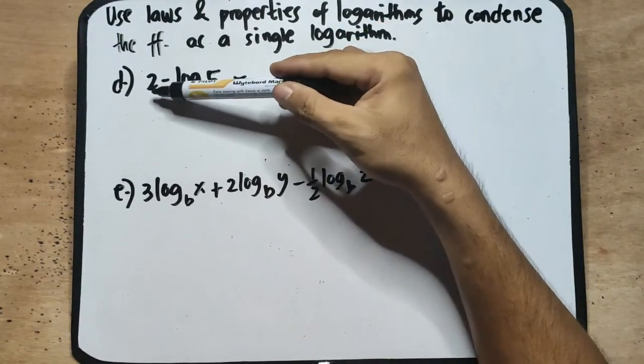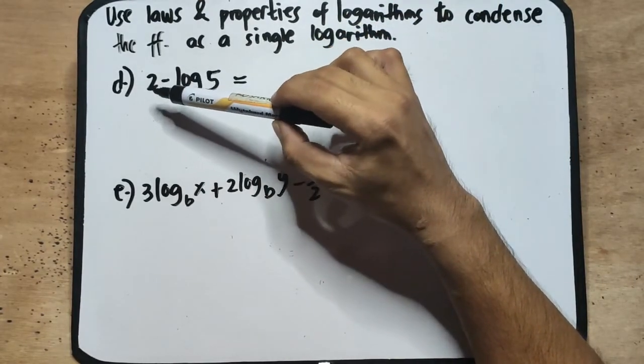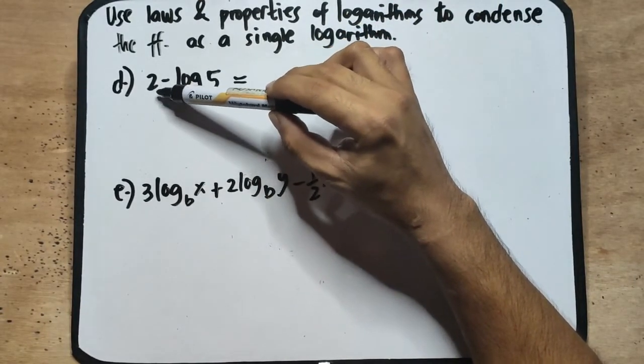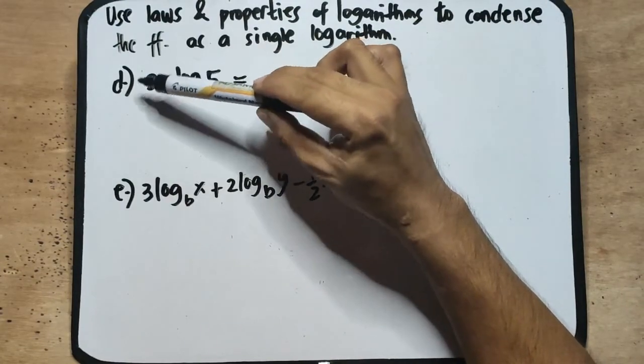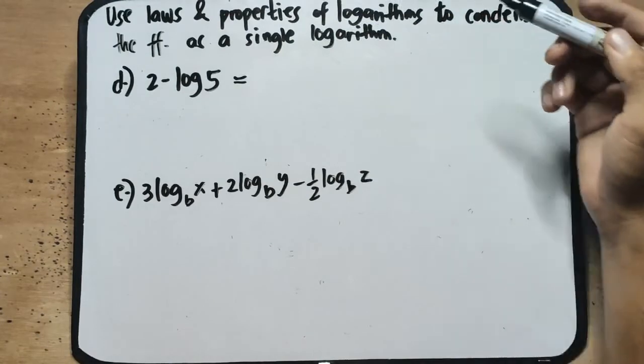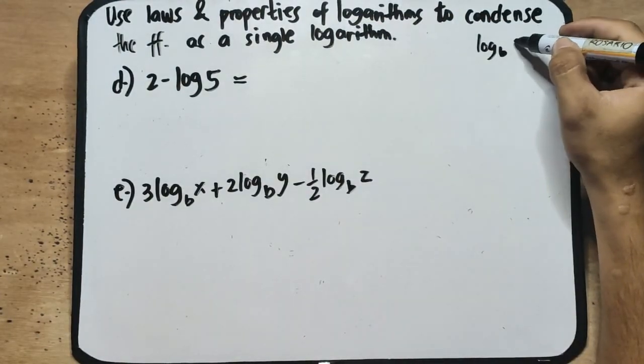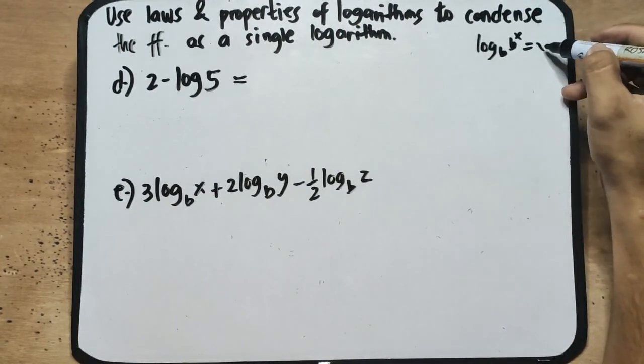So, how are we going to do that? How do we rewrite the 2 in logarithmic form of base 10? We go back to the property. Which property are we going to use? The property log base b of b raised to x is equal to x.